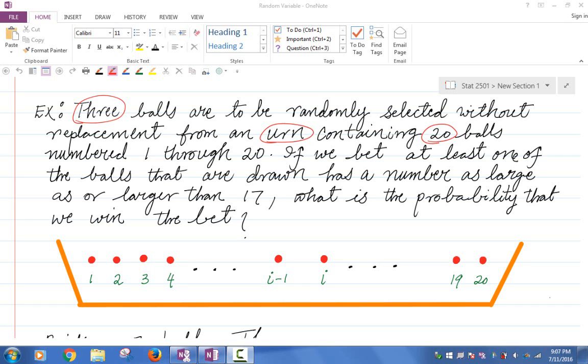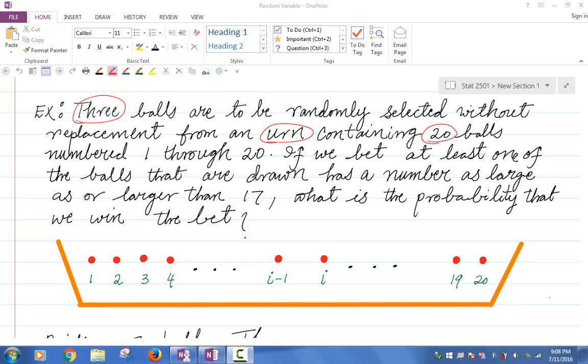I want to go over an example now. I want to solve this problem. So let's read the problem. 3 balls are to be randomly selected without replacement from an urn containing 20 balls numbered 1 through 20. If we bet at least one of the balls that are drawn has a number at least 17, what's the probability that we win the bet?